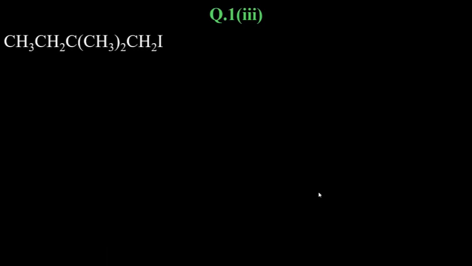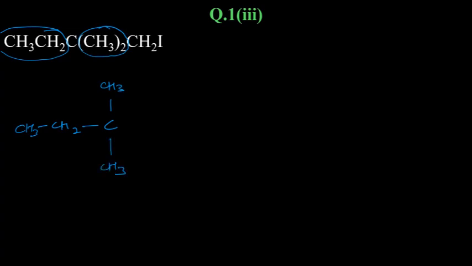Again, draw the structure. And if you see just carbon here, it means there is no hydrogen here. So the best way is first you write this carbon here. And on this carbon, you have CH2, CH3 here. On this carbon, you have 2 methyl groups, CH3, CH3. And then you have this CH2 attached here. With CH2, you have iodine attached.